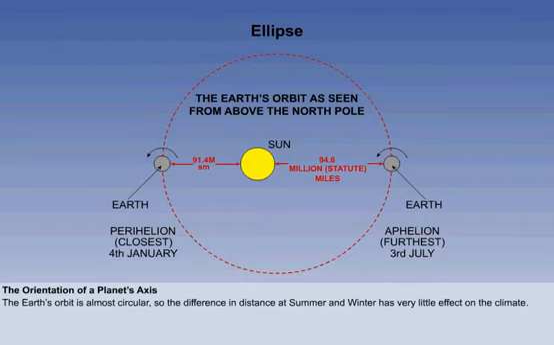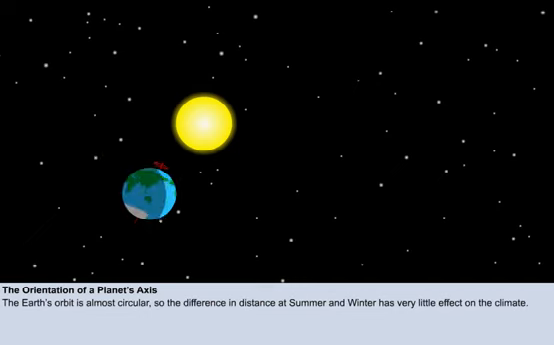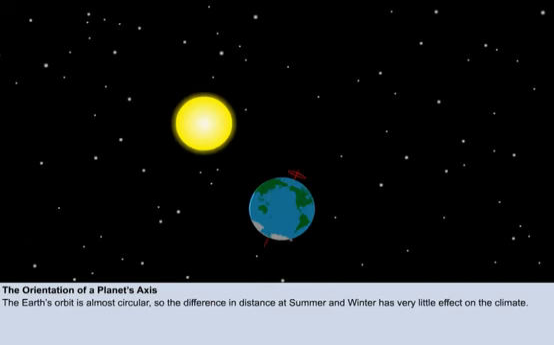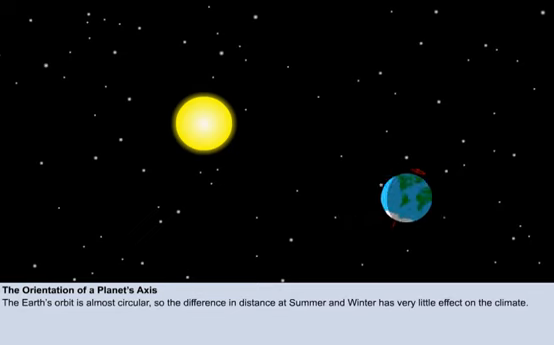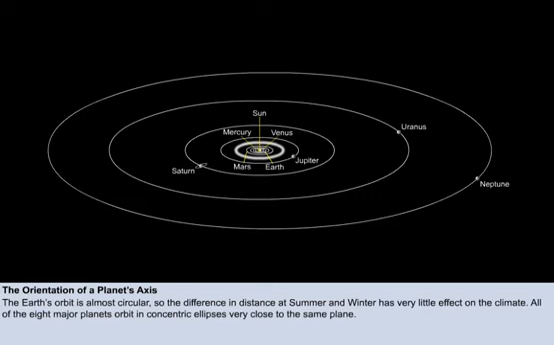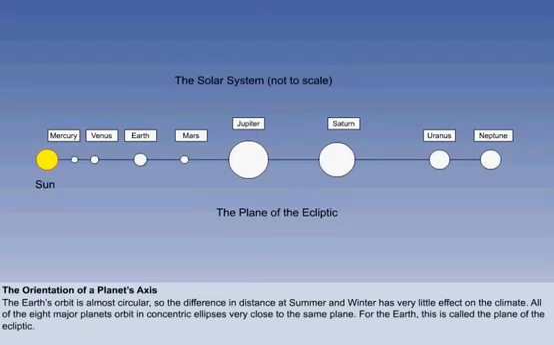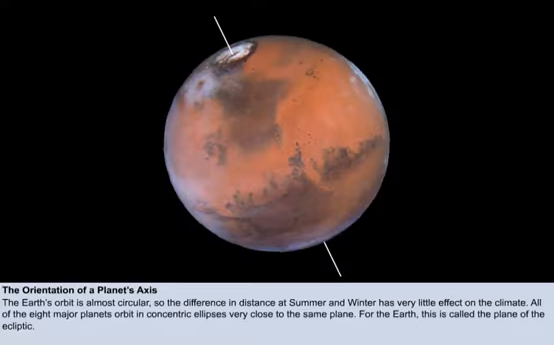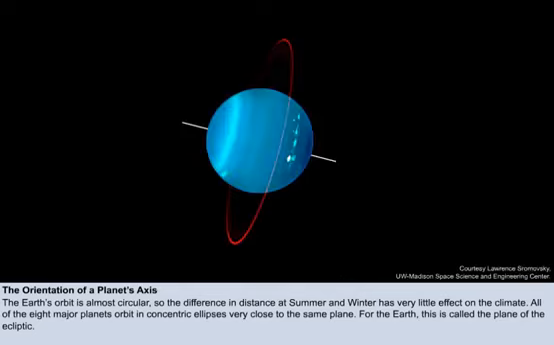All the 8 major planets orbit in concentric ellipses very close to the same plane. For the Earth, this is called the plane of the ecliptic. However, the axes they spin about are different. For instance, Mars is at 25 degrees off, Uranus is 98 degrees off, and Venus is nearly 180 degrees off. Earth is 23.5 degrees off the perpendicular of its ecliptic. This is what causes the annual changes in the seasons and the hours of daylight over the year.